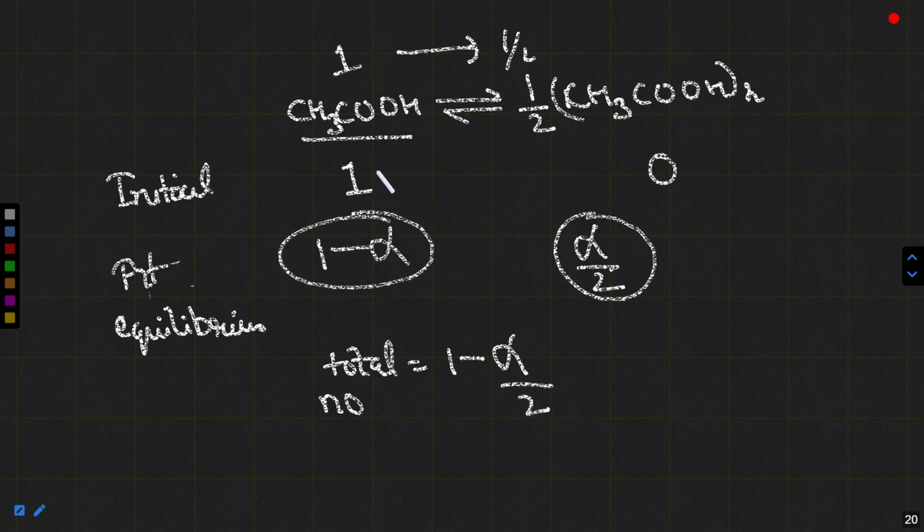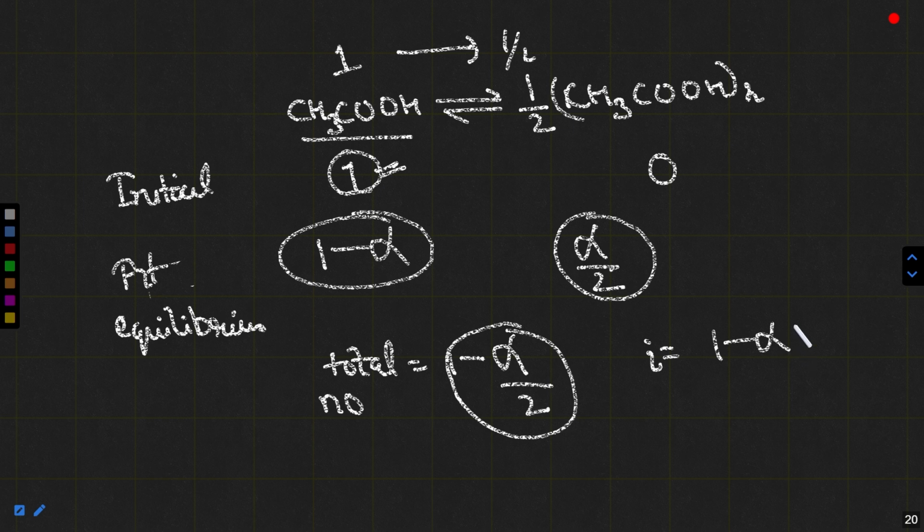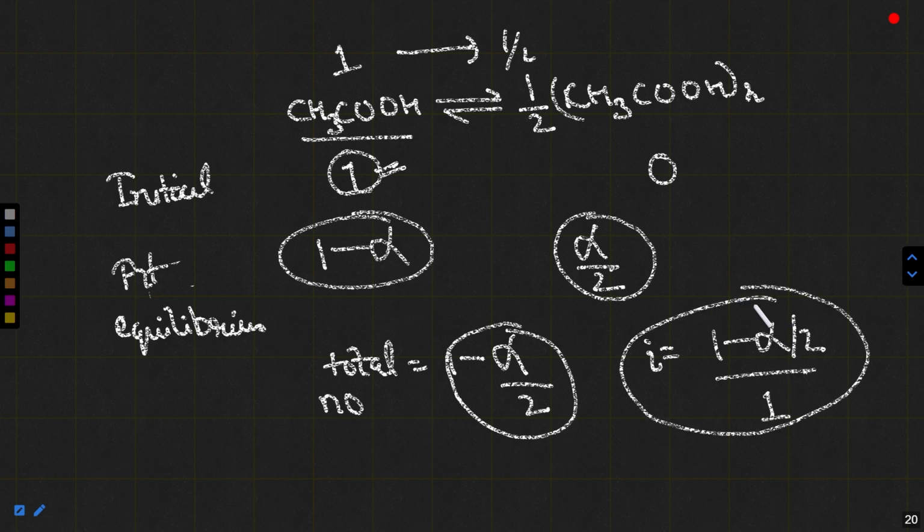What was the initial number of particles? It was 1. What is the final number of particles? It is 1 minus alpha by 2. Therefore, I is equal to (1 minus alpha by 2) by 1. So in this way you will do it. I think now you should be able to understand it in a much better way with the help of this example.